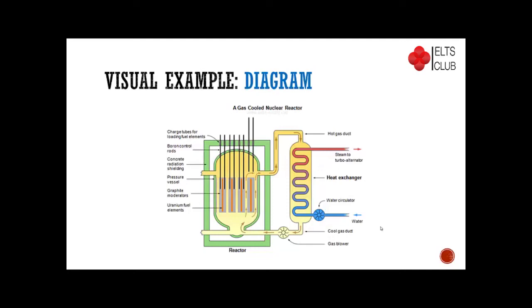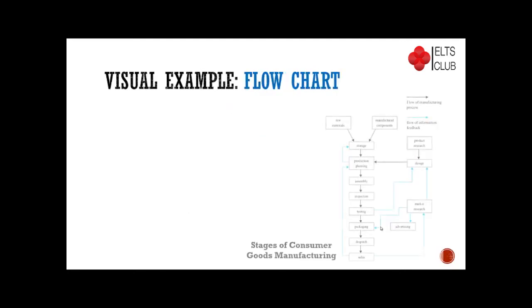Diagrams normally progress from left to right or from top to bottom. They show us the process of how something works or how it is produced, so expect to see arrows alongside words and pictures. This flow chart shows the typical stages of consumer goods production. You need to follow the arrow here from top to bottom.